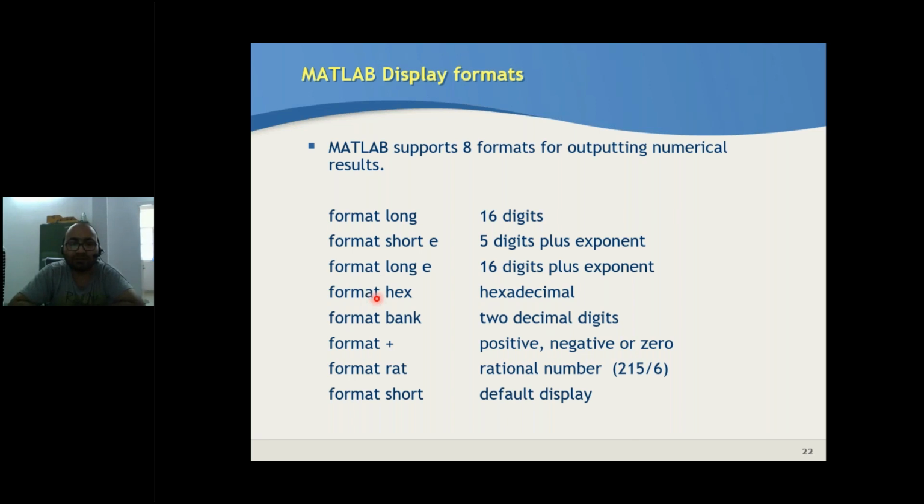After that, the format hex command will display the hexadecimal value. Format bank will display 2 decimal digits only. Format plus will identify whether the particular variable holds a positive number, negative number, or zero. So if you have stored a positive number, then it will display a positive sign. If you have stored a negative number, then it will display a negative sign. And if you have stored zero, then it will display a zero.